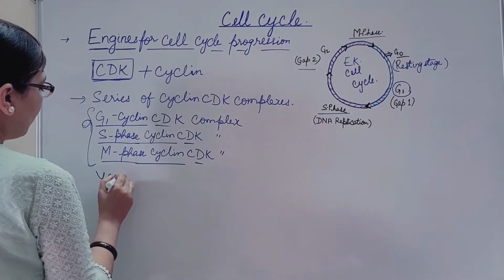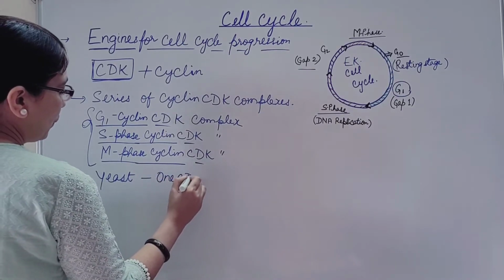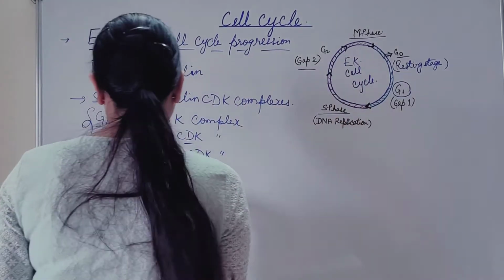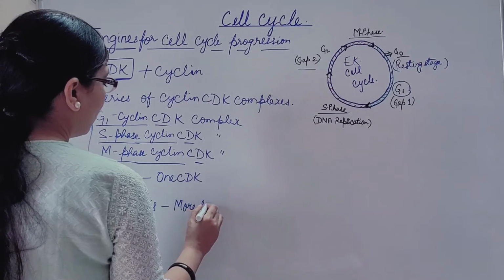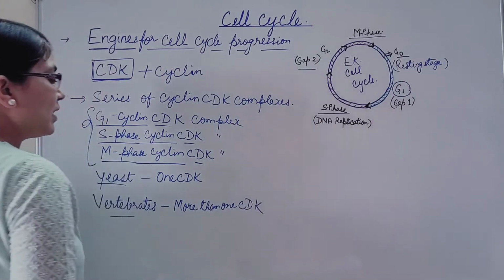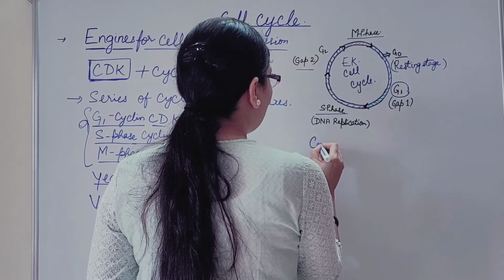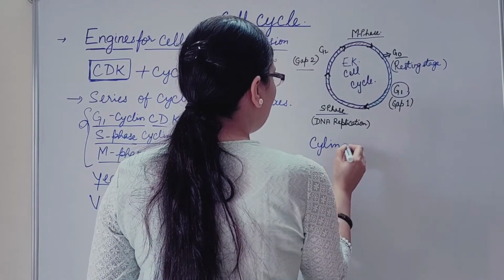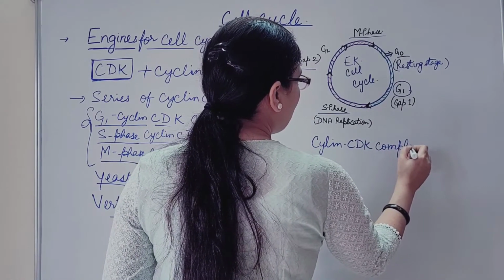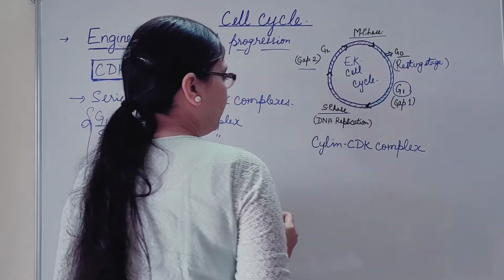In yeast, there is only one CDK which binds with different cyclins at different phases. But in vertebrates, there is more than one CDK which binds with different cyclins in different phases. So we can conclude that only specific cyclin CDK complexes are present or are active during the specific phase of the cell cycle.